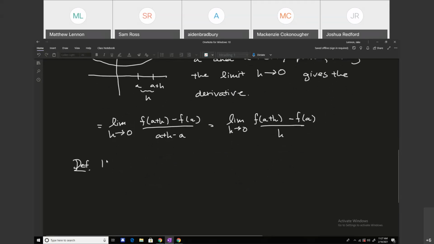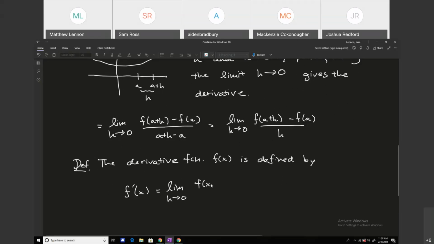So the derivative function f of x is defined by f prime of x, and it's exactly that limit: the limit as h approaches 0 of f of x plus h minus f of x over h.